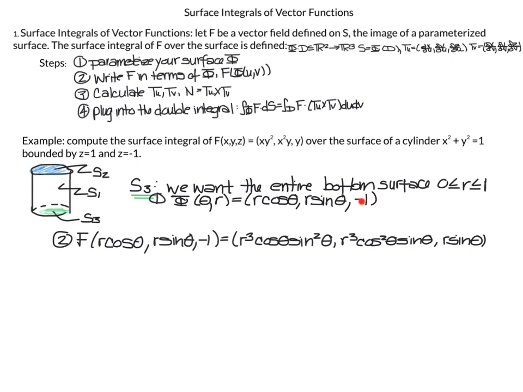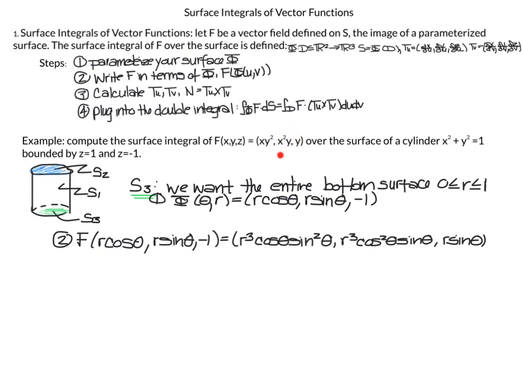We did the parameterization, so now we're ready to write f in terms of phi. I plug phi into f, so I have r cosine theta, r sine theta, and -1 from phi. The first coordinate of f is x y squared, so I take r cosine theta times the square of r sine theta. I get r cubed cosine theta sine squared theta.